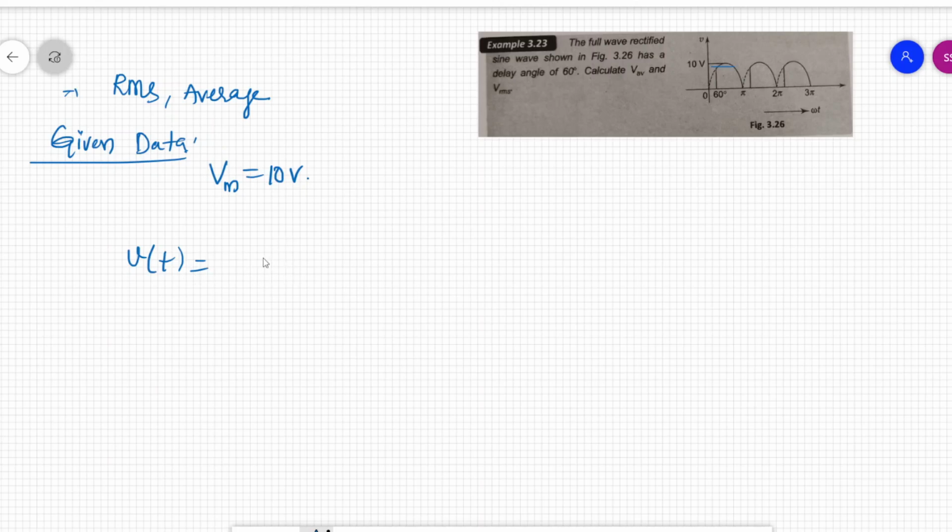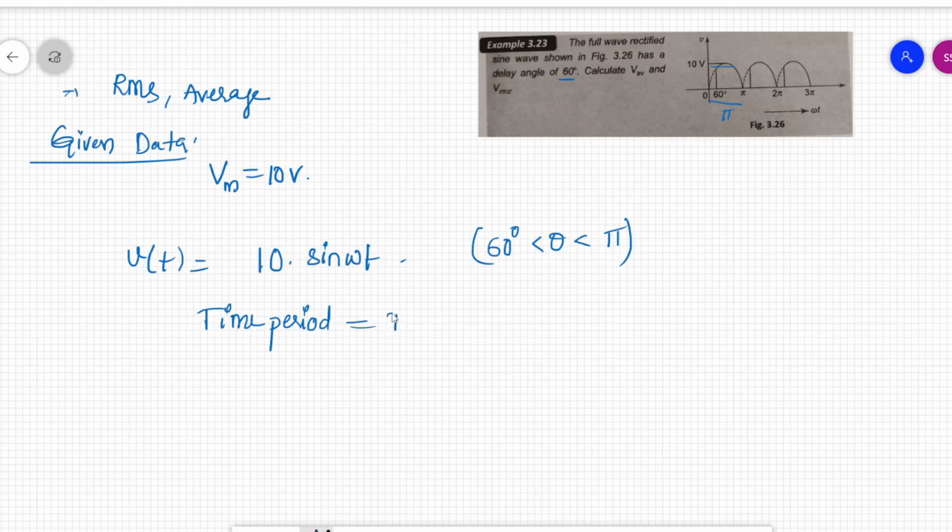And if you observe this, the function here is 10 sine omega t. I can write it as 10 sine omega t starting from 60 degrees instead of 0 degrees. It has a delay angle of 60 degrees. That means it is starting from 60 degrees to pi. Okay, so this is the time period. The waveform is repeating after every pi radians. So time period is nothing but the period after which the same cycle is repeats. Okay, so that is time period, T equal to pi.